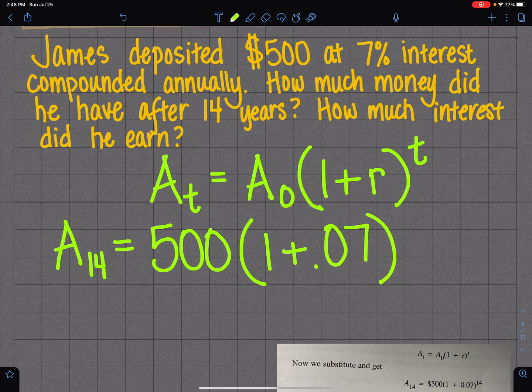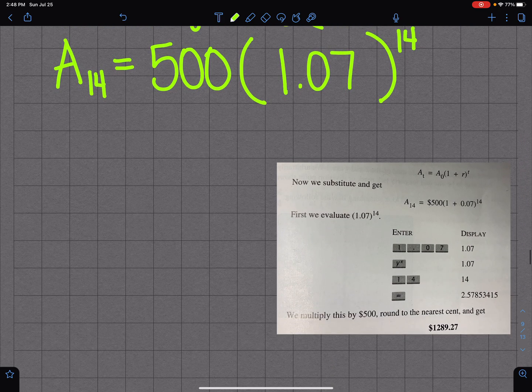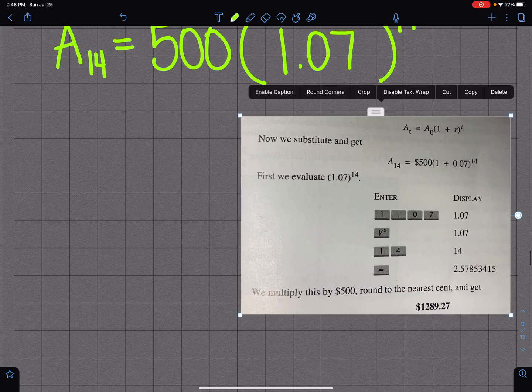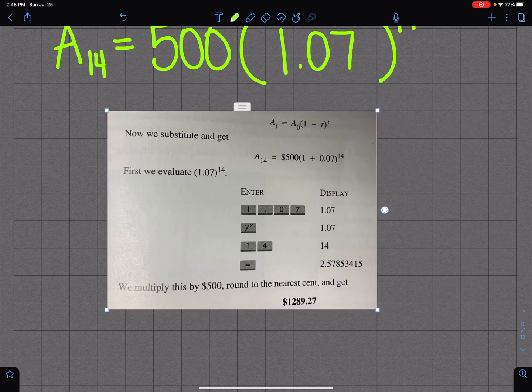All of that is raised to the exponent of 14. So I can simplify what's inside the parentheses first as just 1.07. Okay? So now this is the kind of problem that we have to do on our calculator. So let's take a look at how we do it. First, we do the exponent, order of operations, right? So we're going to put in 1.07. That's what it says on your display.